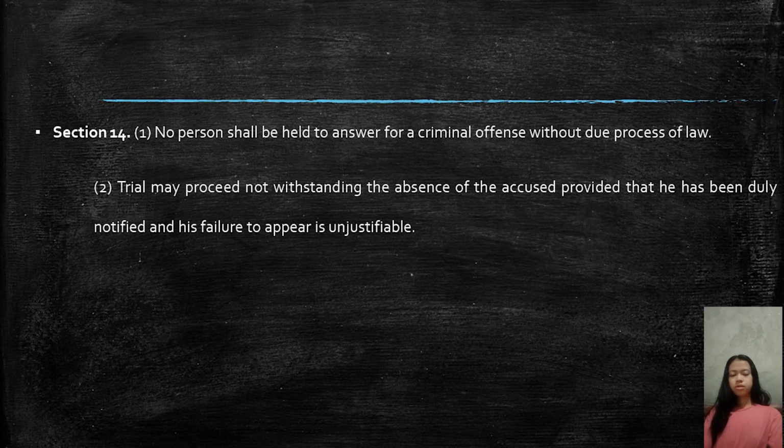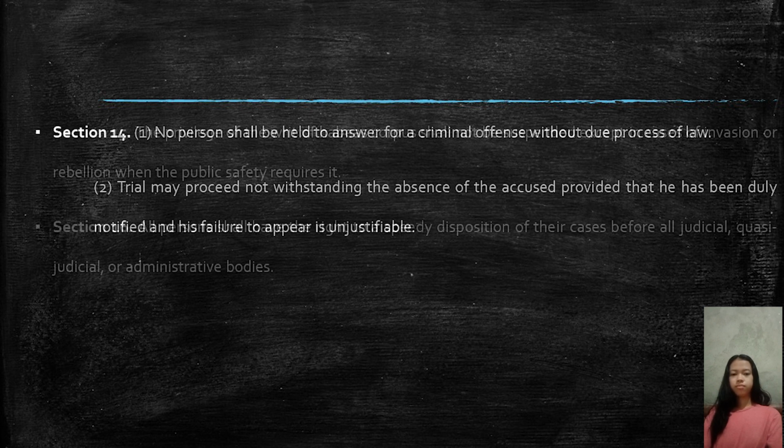The next one is Section 14. It talks about the rights of the accused. He has the right to a speedy trial, he has the right to meet the witnesses face to face, and he has the right to know why he is being accused. However, his absence during trial, given that he is notified, is unjustifiable.